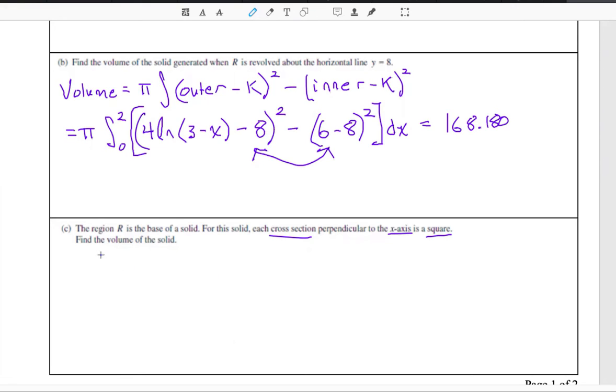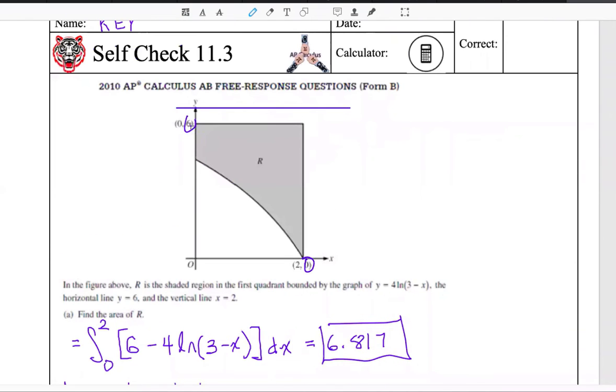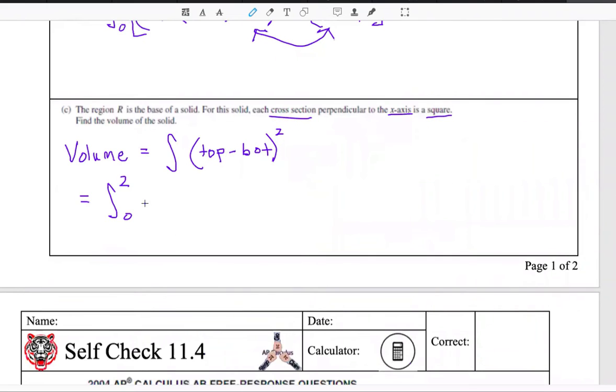All right, so let's go ahead and do this. The general formula for volume of square cross sections looks like this. It's the integral from the start to the end of top minus bottom, quantity squared. That's it. So what do we have? We have the integral from 0 to 2 still. Also, the bounds change if it's switched to the y-axis. It changes the bounds to the y coordinates instead of the x coordinates. But our x coordinates are still 0 and 2 for this one. So integral from 0 to 2.